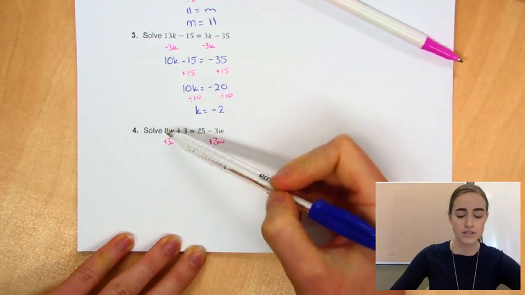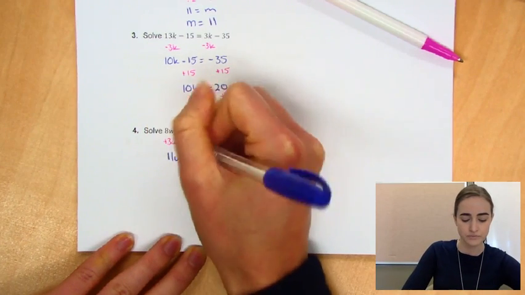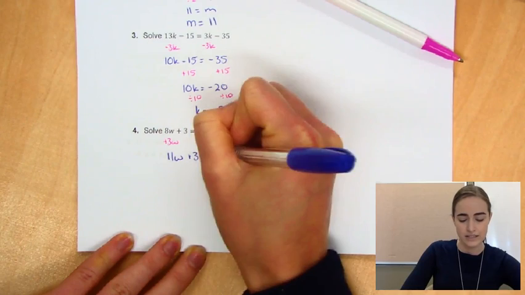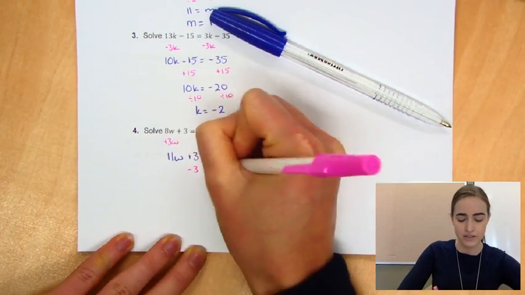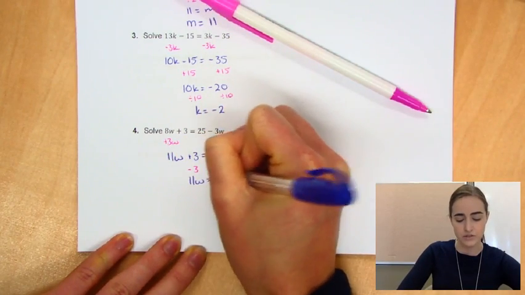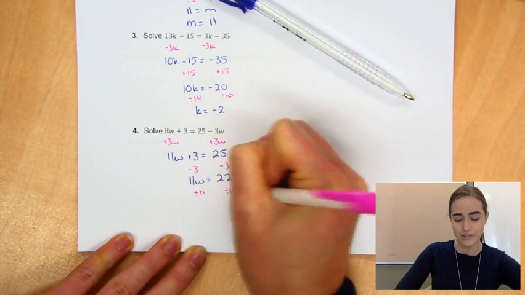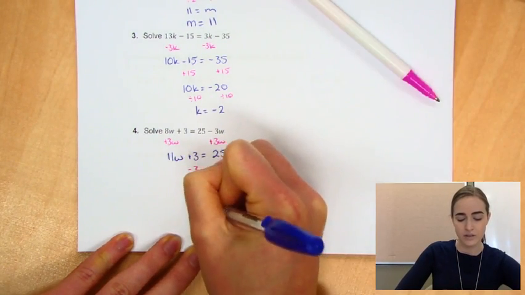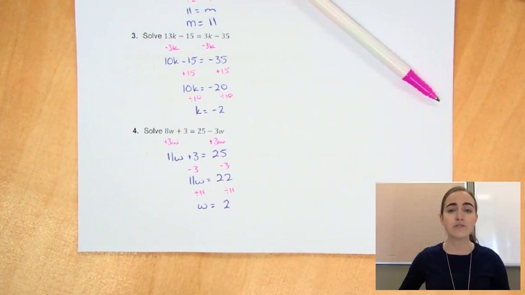But we have to do it to both sides, so 8w plus 3w will give us 11w plus 3 is equal to 25. Then subtract 3 from both sides. We'll end up with 11w equals 22. And then dividing through both sides by 11. And we'll end up with w is equal to 2. So those are a few examples of solving equations that have pronumerals on both sides.